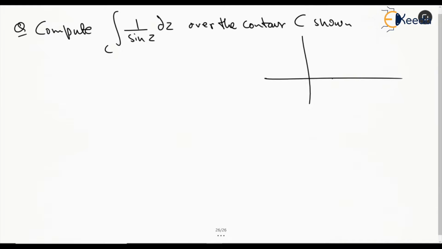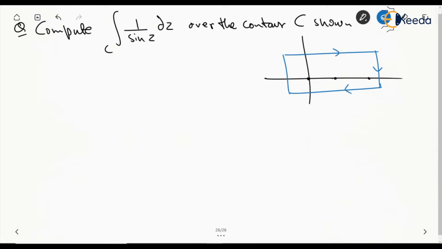this is 0, this is pi, and this is minus pi or 2 pi. X, Y, Z plane: 0, pi, 2 pi.